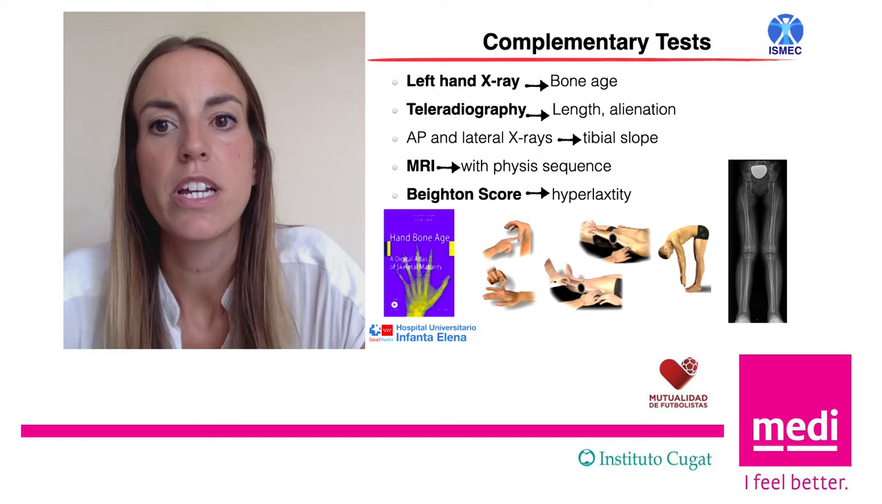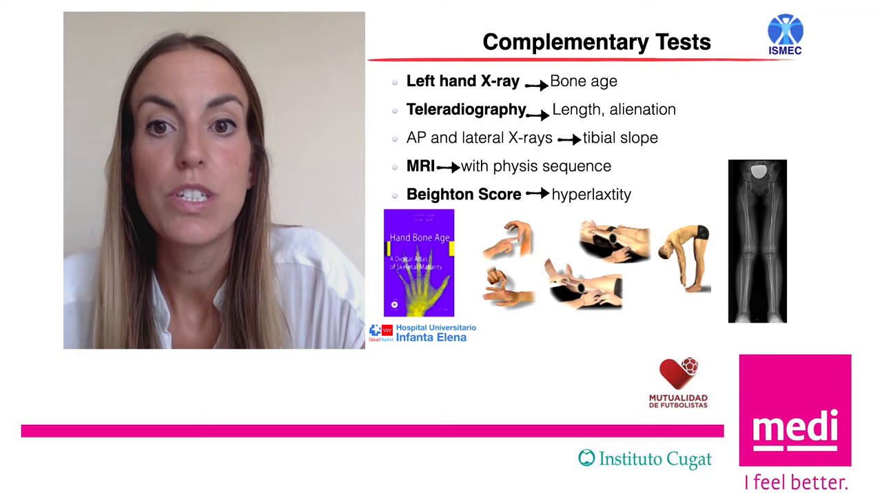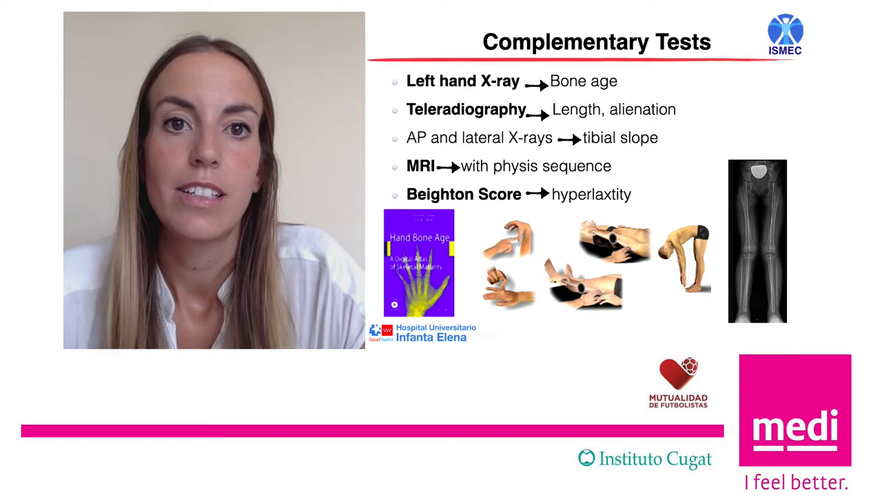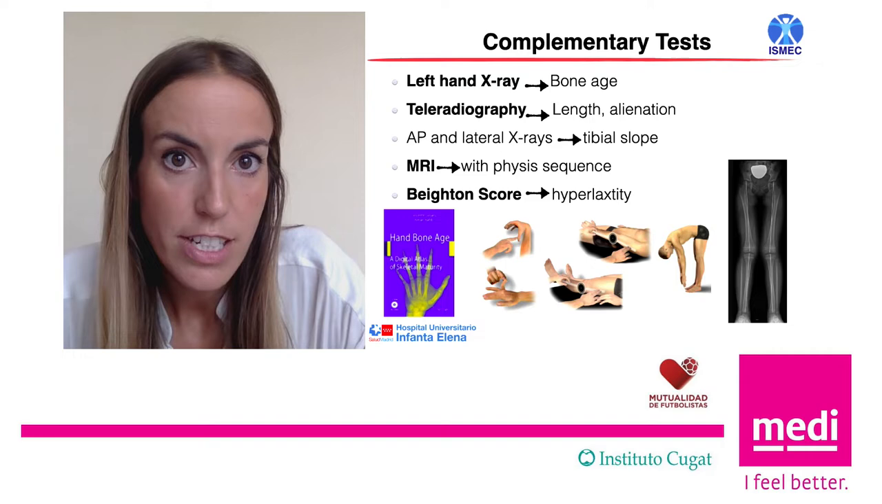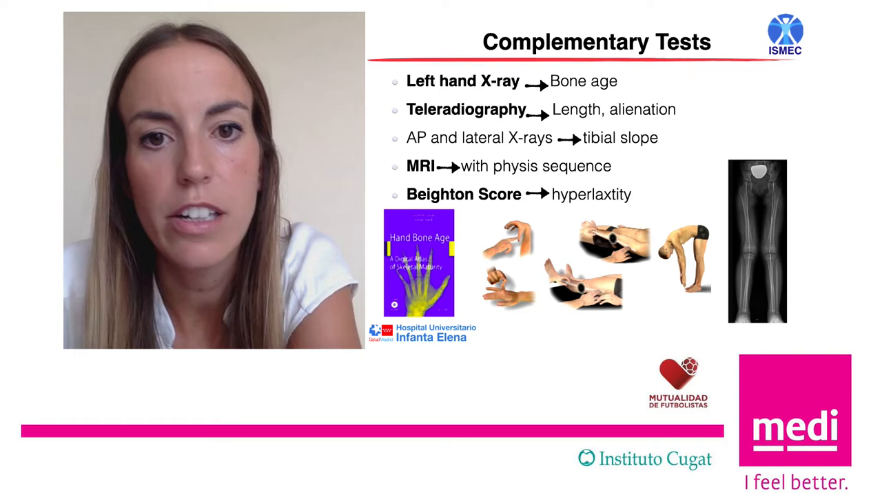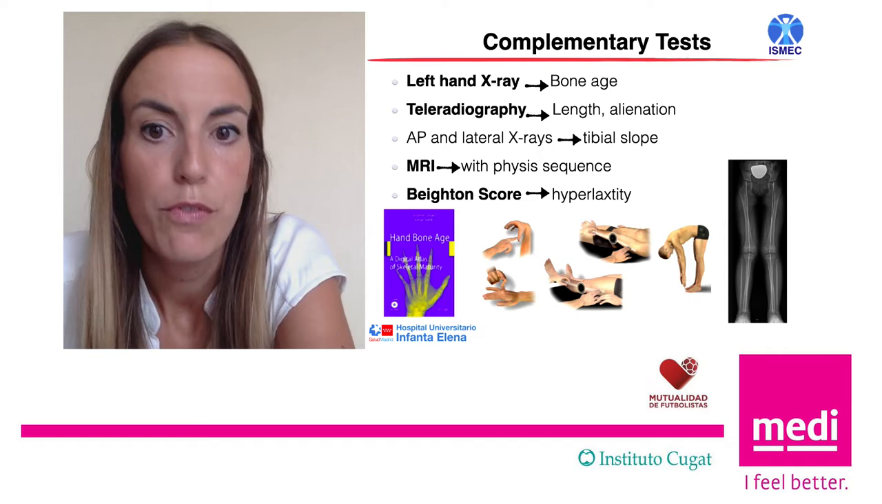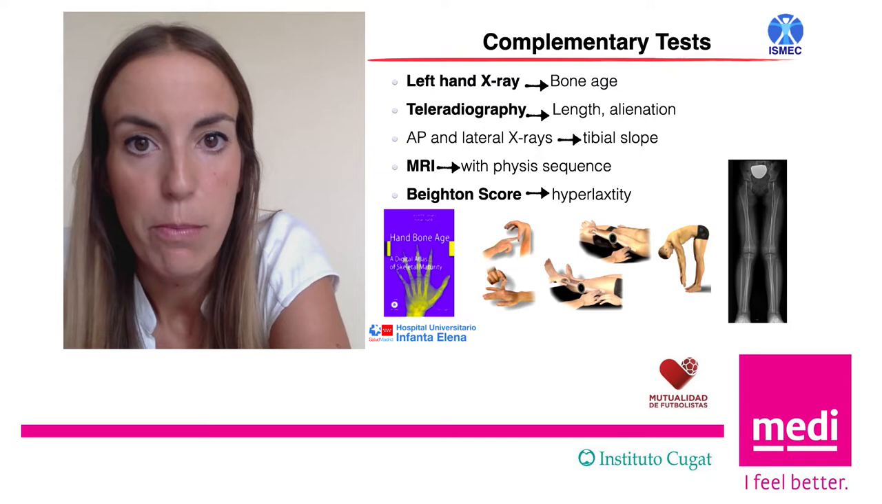The most important one is a left hand x-ray to see the bone age, because in this kind of patient we don't choose the technique depending on the chronological age, but the bone age. We also have to do a teleradiography, like in adults, AP and lateral x-rays, an MRI trying to get the physes sequences, and also try to do a Beighton score to study the hyperlaxity of these kids.